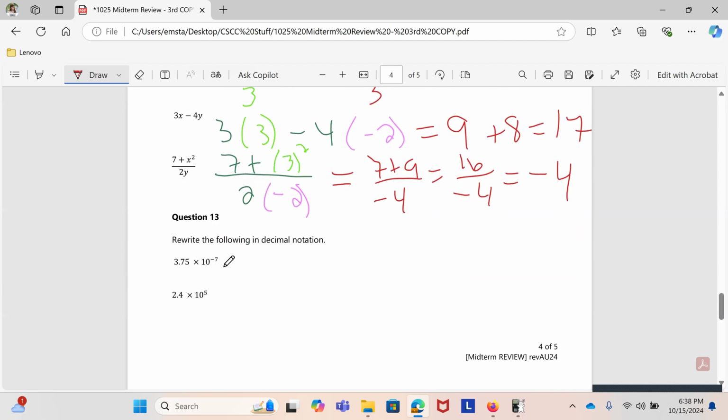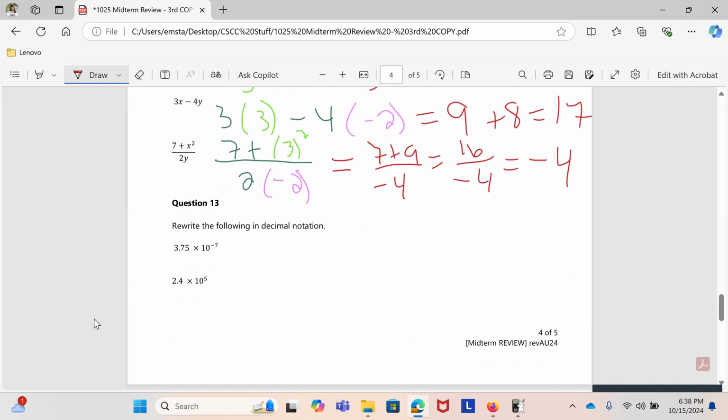All right, almost to the end. I think we have 3 more. So we're back visiting scientific notation again. We're starting out with 3.75, and they're wanting me to write it into decimal notation.